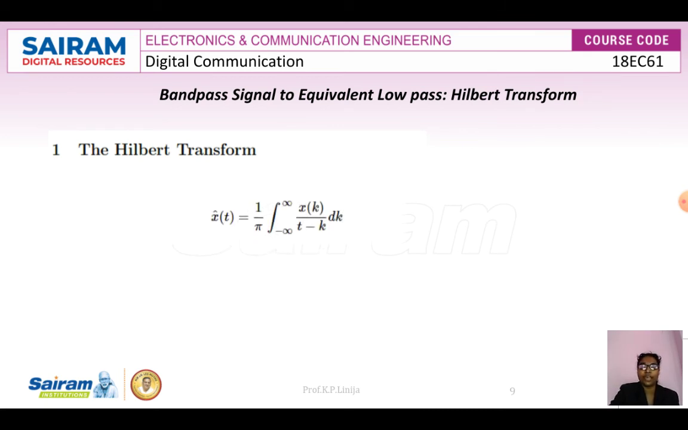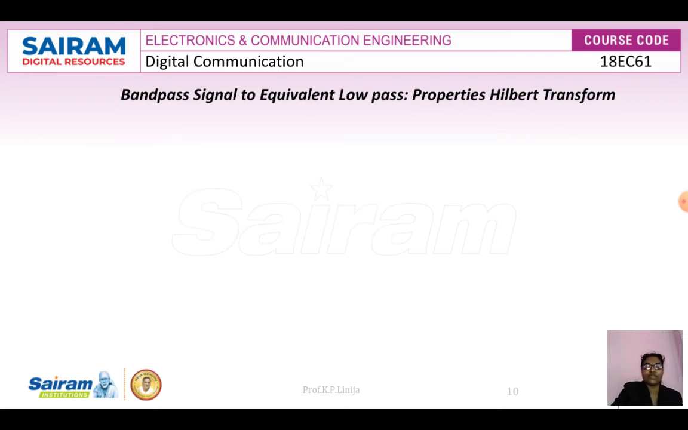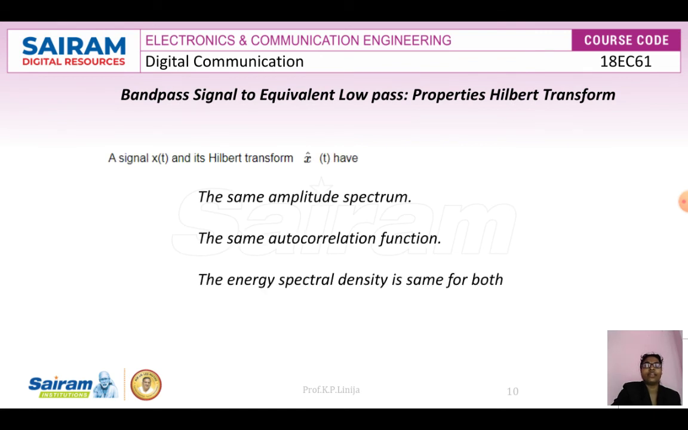Then, followed by this, x cap of t is equal to 1 divided by pi, integral minus infinity to infinity, x of k divided by t minus k, dk. Now we are going to treat this Hilbert transform as a convolution. In the above diagram we passed x of t with a time function, that is 1 divided by pi t, which is called h of t. Therefore, it can be defined as 1 by pi into integral minus infinity to infinity x of k into 1 by t minus k into dk.